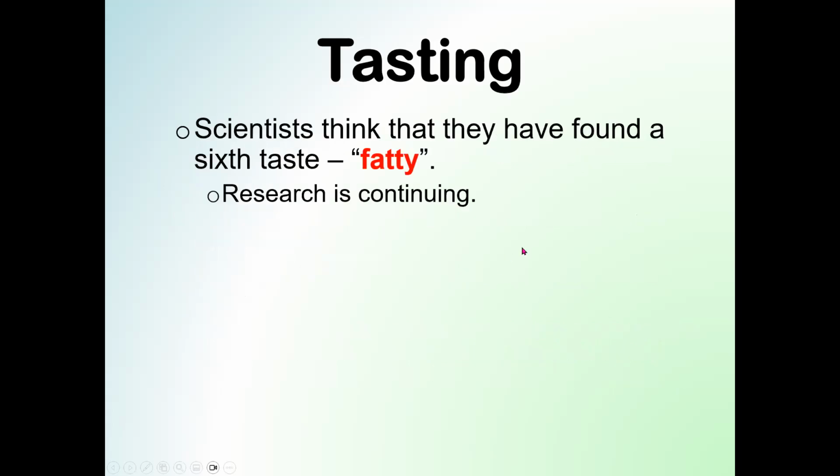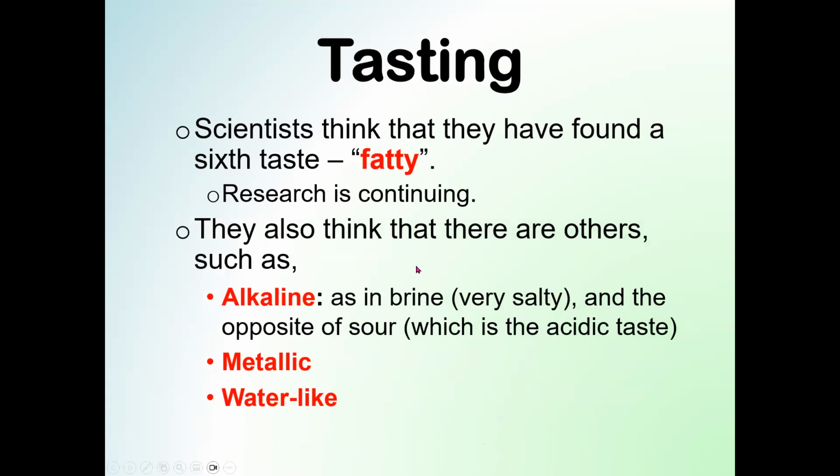There's also a sixth taste, they think, those who are doing the research: the fatty taste. So you have some fish and chips, for example, or a schnitzel. I know it's a fatty sensation, and they think there may be another type of taste bud. That's continuing on. They also think that there are things like alkaline, and brine.